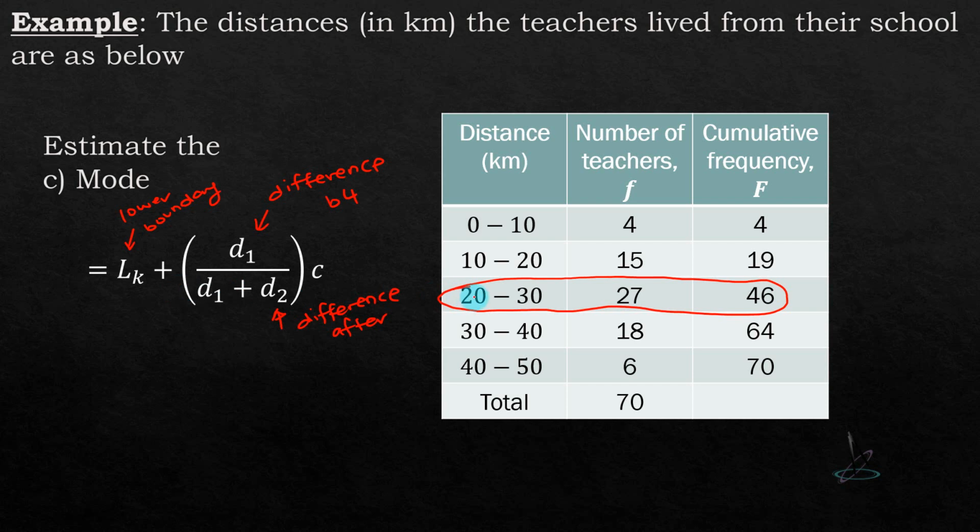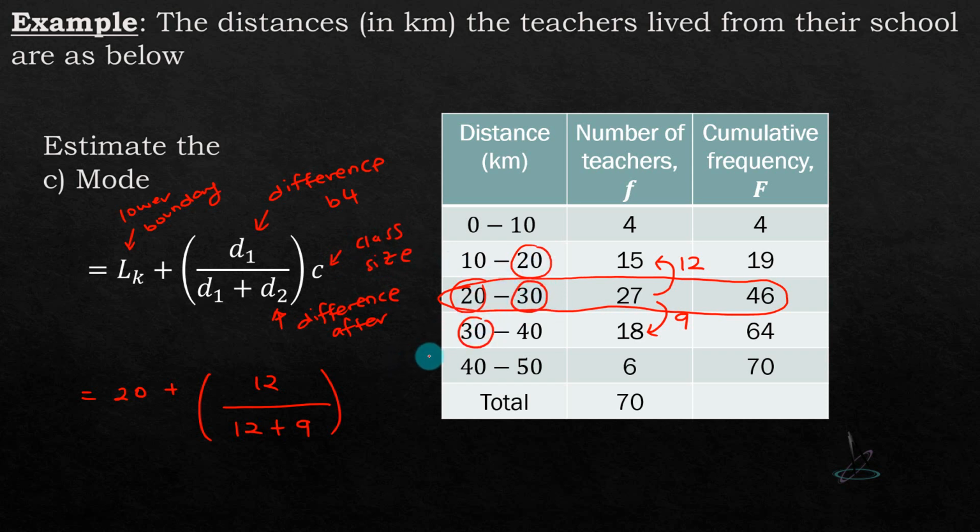Now, the lower boundary for this class is 20, so we have 20 plus. The difference before them, the difference in frequency: you can see here 27 with 15, so 27 minus 15 is 12. That means D1 is 12. So 12 over 12 plus, 27 together with 18, this is 9, so plus 9. And then of course you need to multiply by your class size. The class size is 30 minus 20, which is equal to 10. Therefore, the mode is simply 25.71.